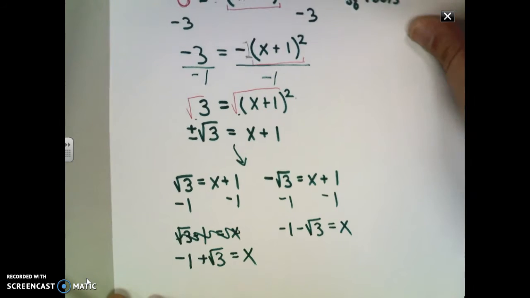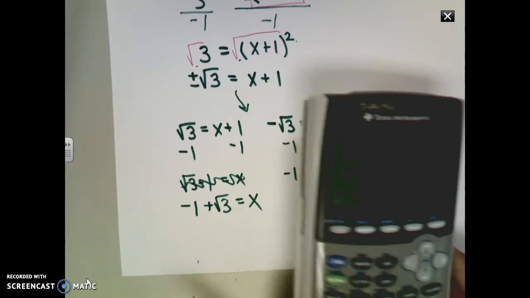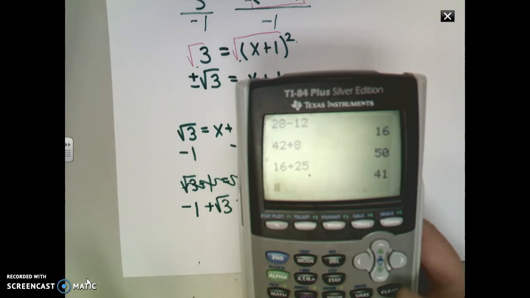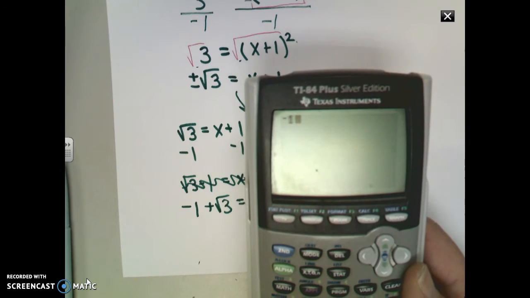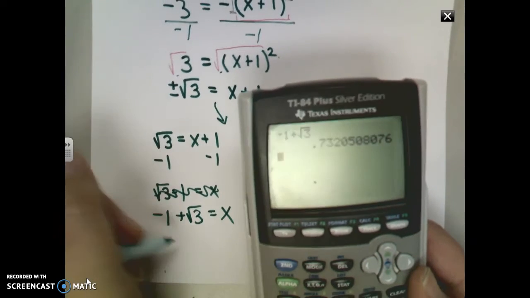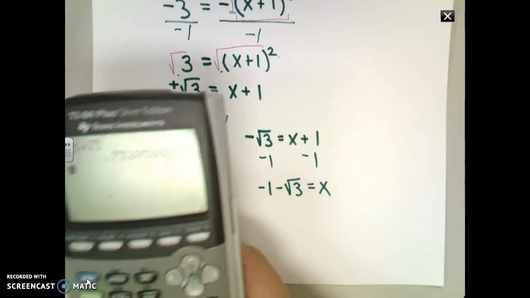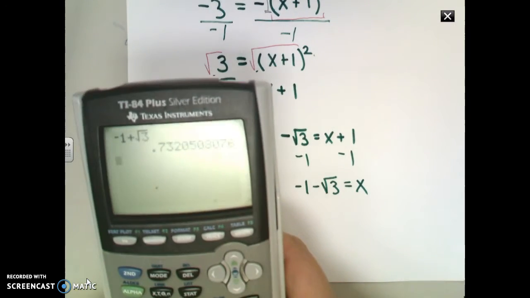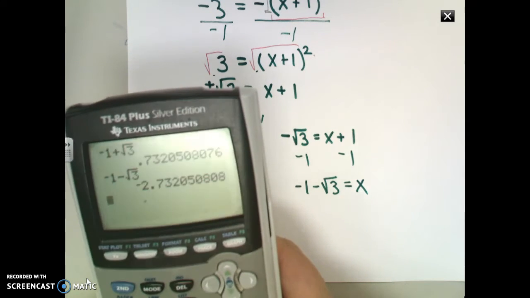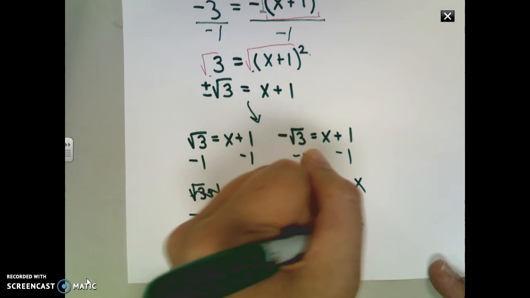Now, because I'm going to have to plot this on a graph, I really should just go ahead and get approximate answers for these as decimals. So this is where I bring in the calculator. So my first answer is going to be -1 plus the square root of 3. And so I'm going to get approximately 0.7 as my x. And then for the other one, I'm going to do -1 minus the square root of 3. And in this case, I get about negative 2.7. So negative 2.7 is equal to my x.